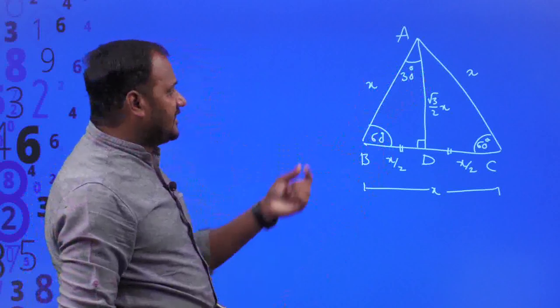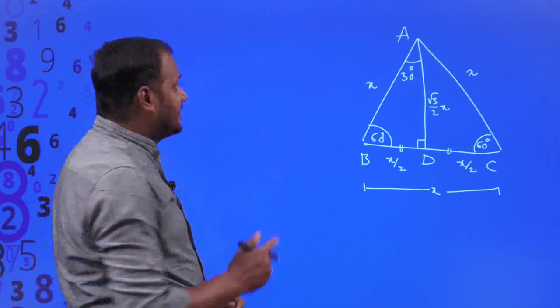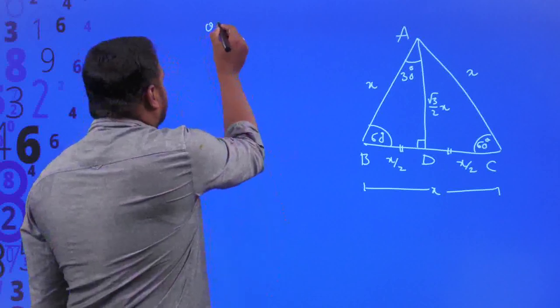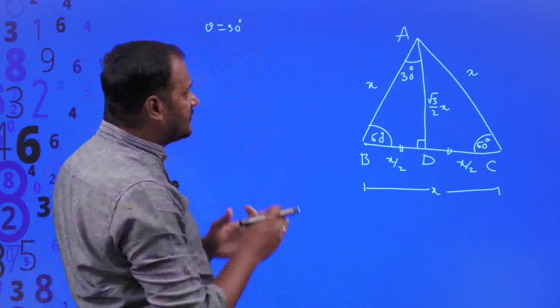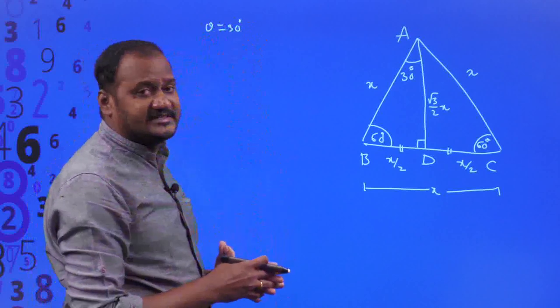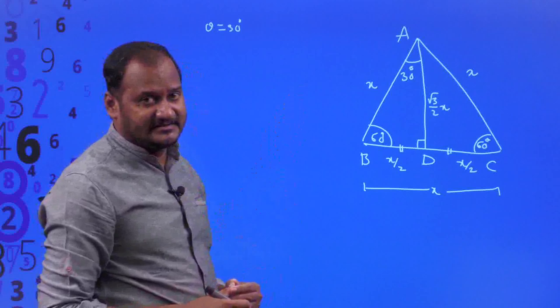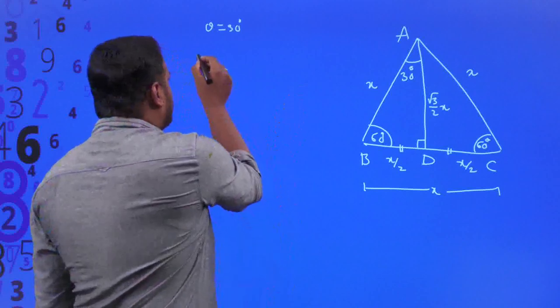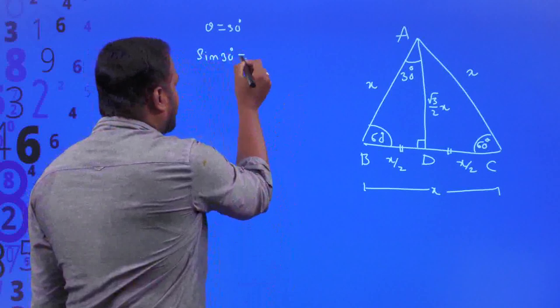Okay. So, let us consider one of the acute angles, for example, 30 degrees. Now, theta is equal to 30 degrees. Now, I am going to figure out all the six trigonometric ratios according to acute angle 30 degrees. Got it? Now, the first one is sine 30 degrees.